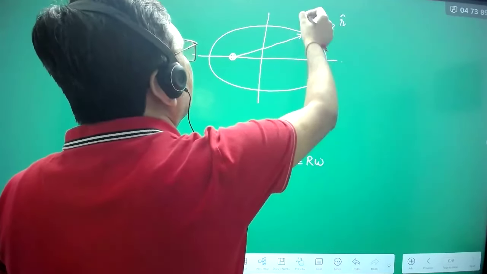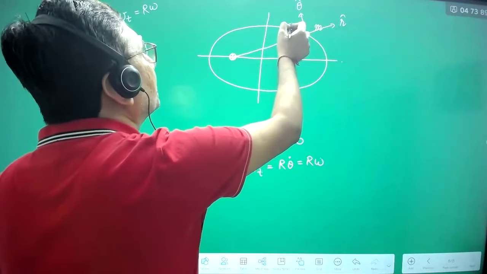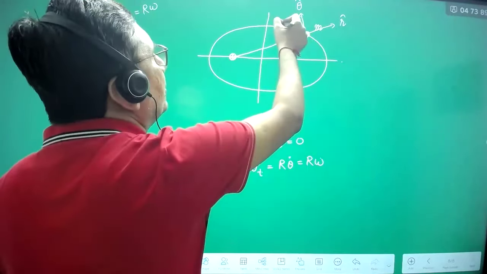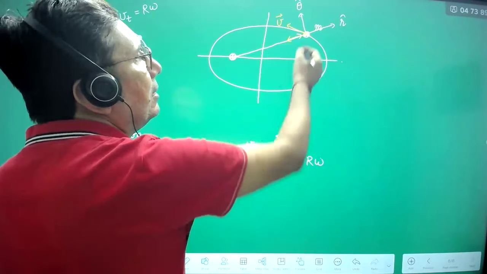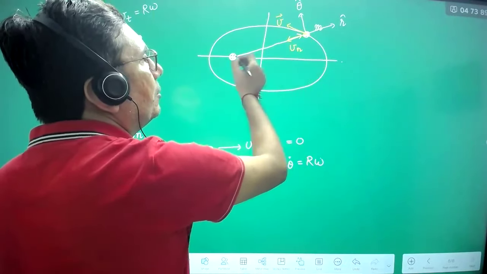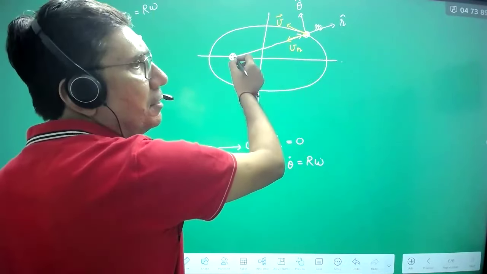Now look at the velocity. What will happen to velocity? Velocity is always tangent to this path, the elliptical path. So basically this will be the velocity. One of the components of this V, that is VR, will be acting towards the source. This is the source under which this particle is moving. And this component VT will be here.